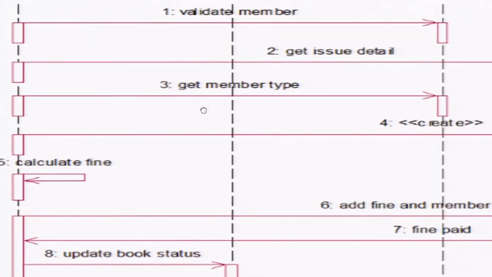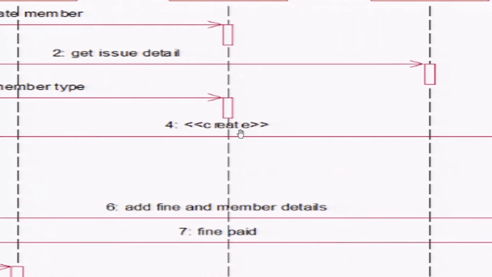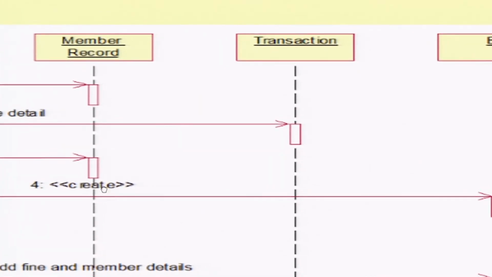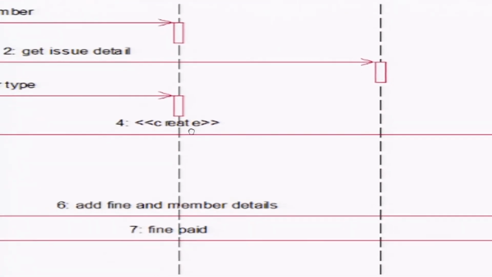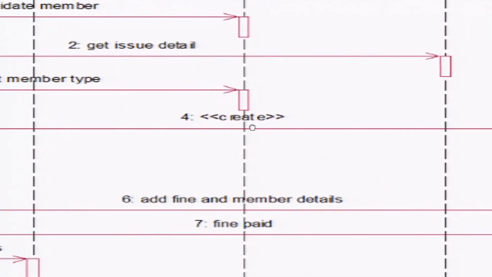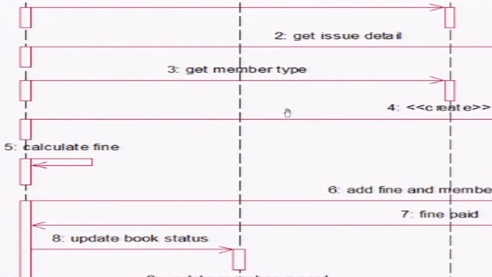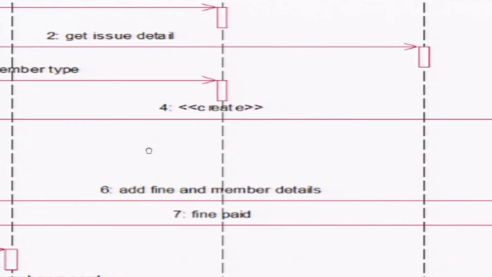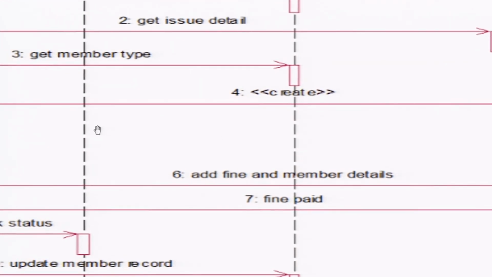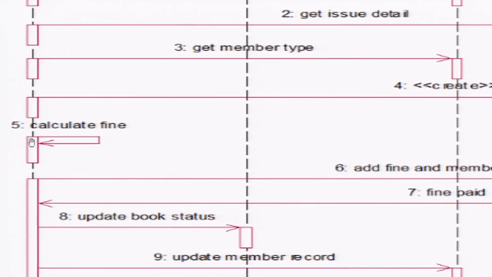Then he will be creating a transaction report, as well as creating a bill which will have the due date of renewal. Then if the book has not been returned within the stipulated due date, he will be collecting a fine. So he will be calculating the fine, and then he will be collecting the fine.